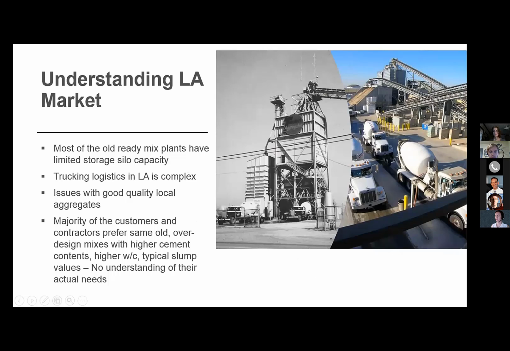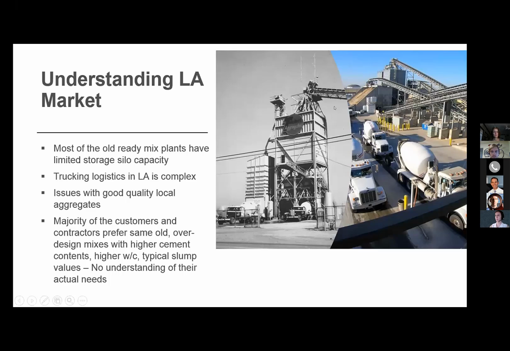This is a picture on the left, this black and white one, of a plant that I started working at in 1987. It's up in Sacramento. It's a Teichert's Perkins plant. I believe it's still there. And then over here we have our new updated plant, which has a lot more capacity, a lot more silo capacity, a lot more versatility in what we can do.